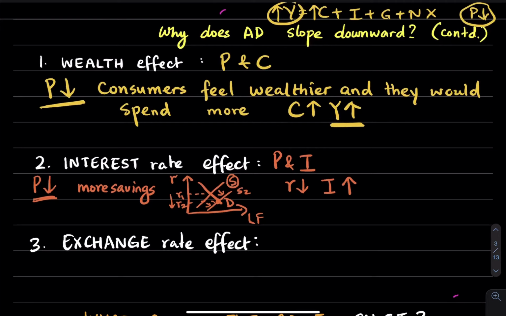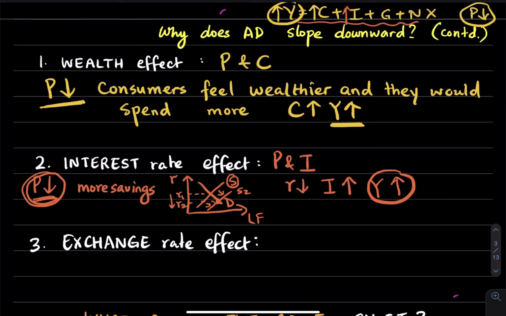Again, if we go back to the national income identity, we see that as price falls, the interest rate falls and investment goes up, right? So investment goes up and therefore real GDP would go up. And again, you see this inverse relationship between price and output. This is called the interest rate effect, and this is another reason why the aggregate demand curve slopes downward.